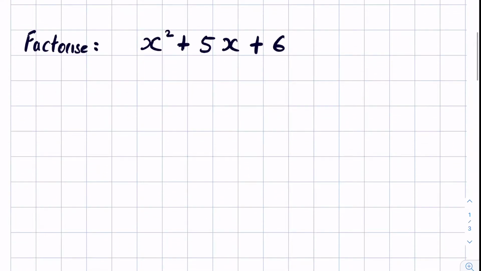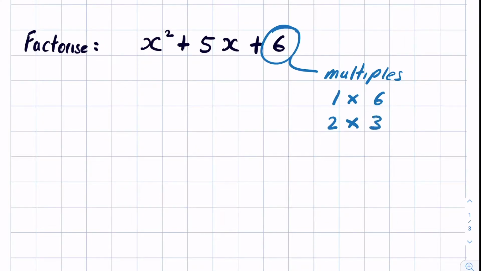When factorising, the first thing we're going to look at is the third term, which is 6 in this case, and think about their products and their multiples. So we have 1 times 6, 2 times 3. The next thing we need to do is think about the middle term, and we need to pick the two that add up to be the middle term, that is 5x. Now 1 plus 6 does not add up to 5, but 2 plus 3 does.